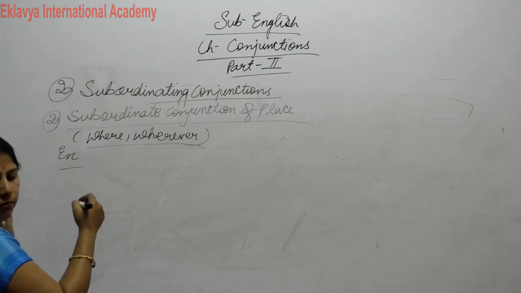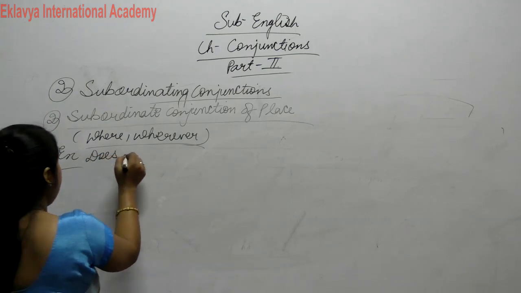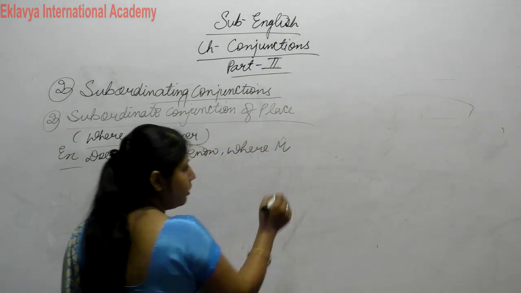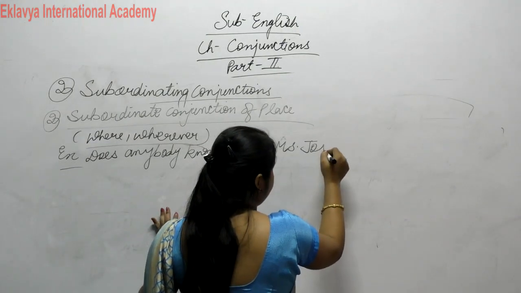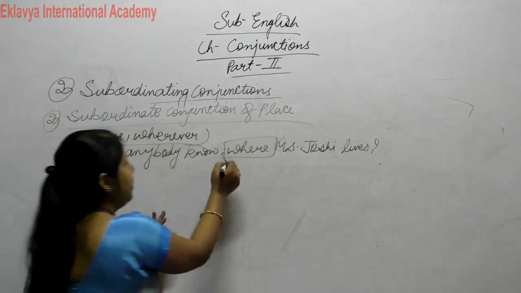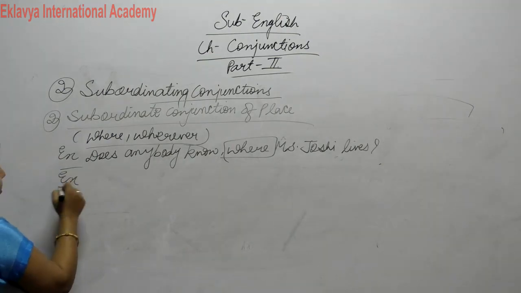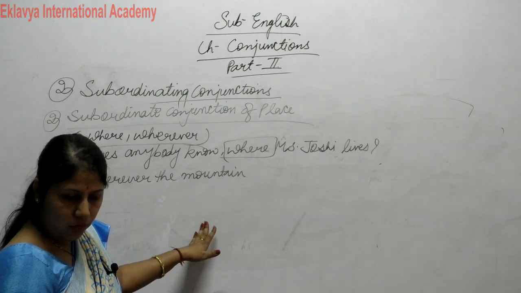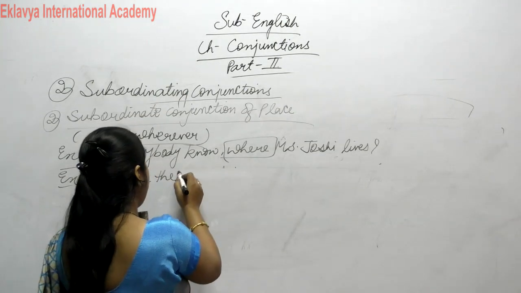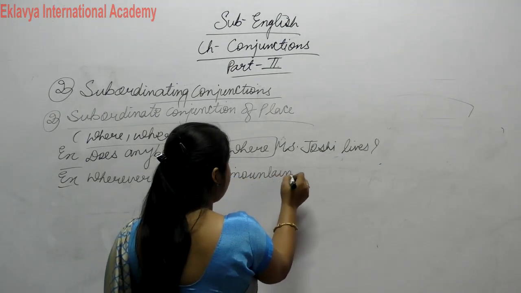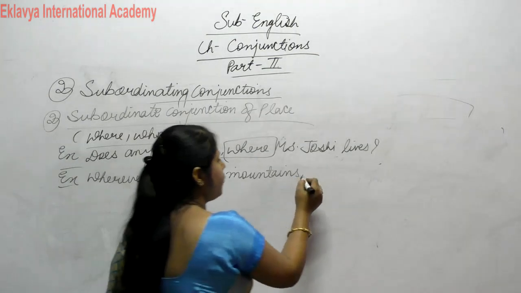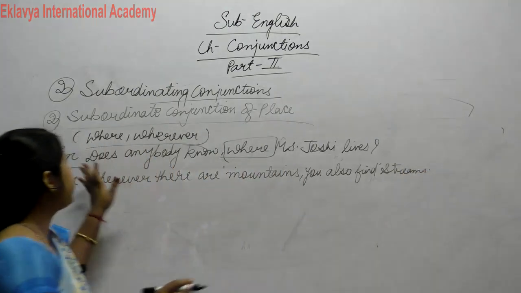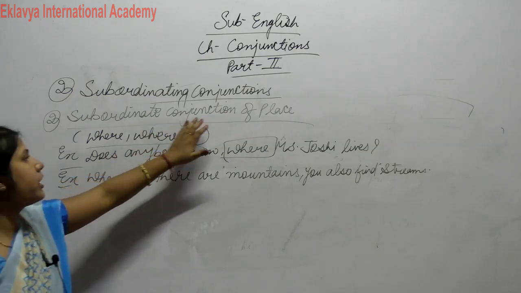Does anybody know where Miss Joshi lives? So this is where, a subordinating conjunction of place. Next is wherever: wherever there are mountains, you also find streams. Clear? So this is our second subordinating conjunction, the subordinating conjunction of place.